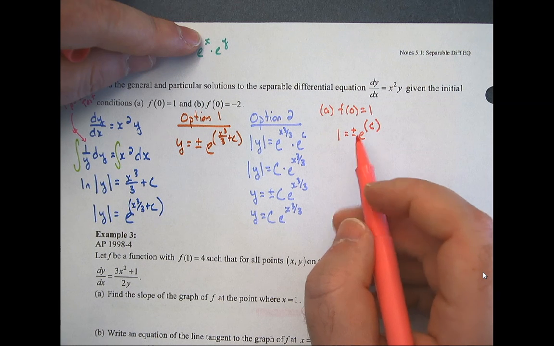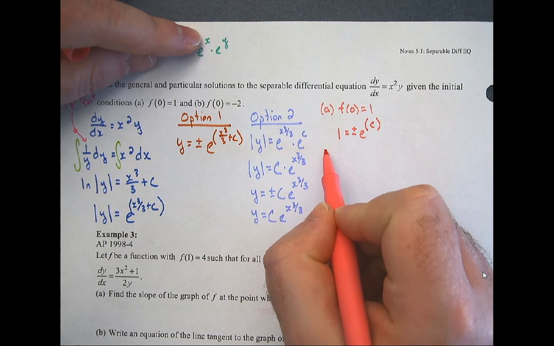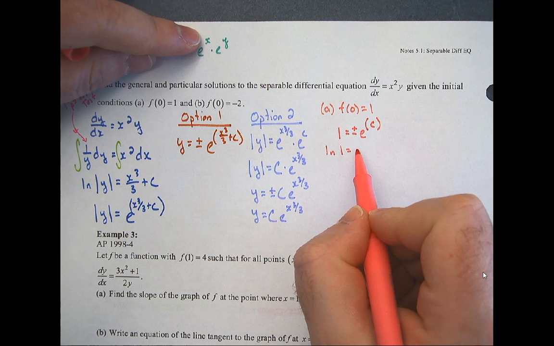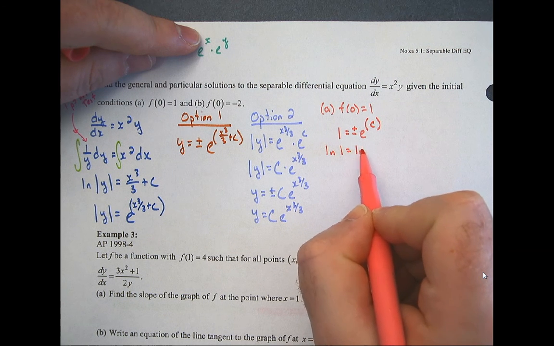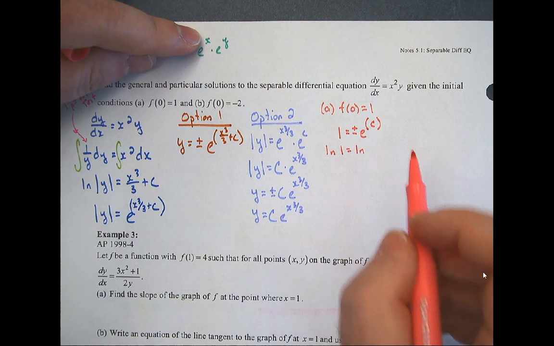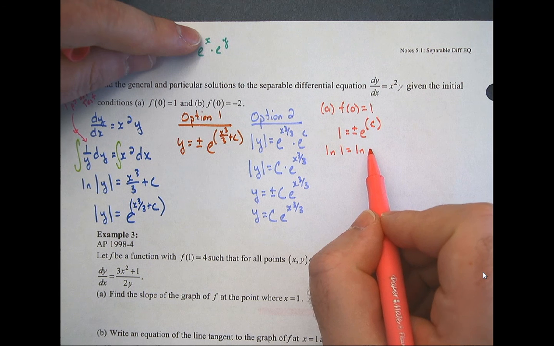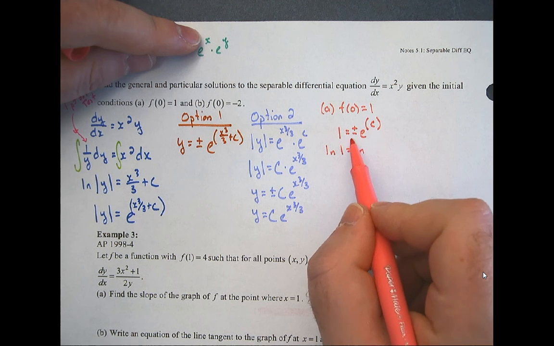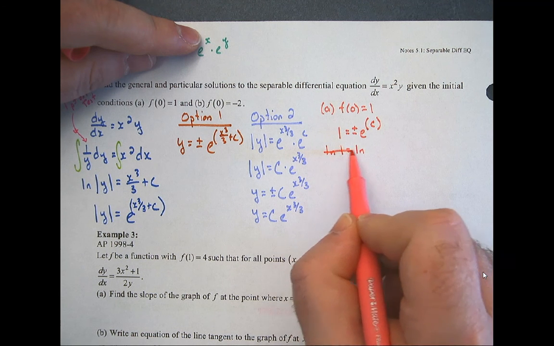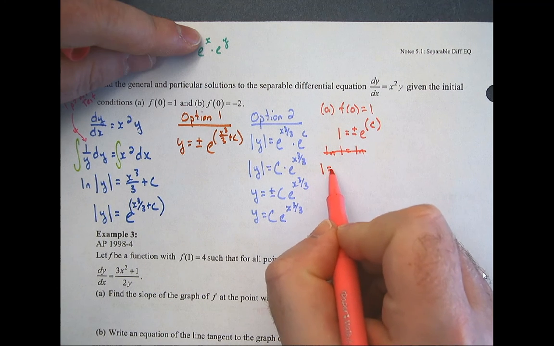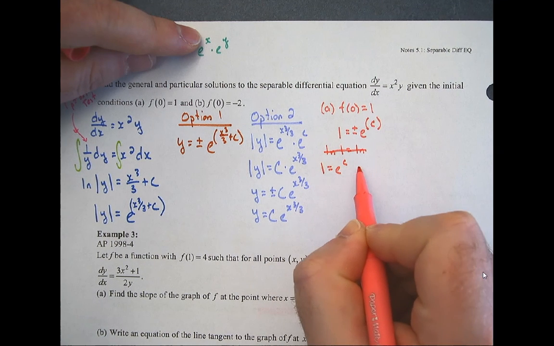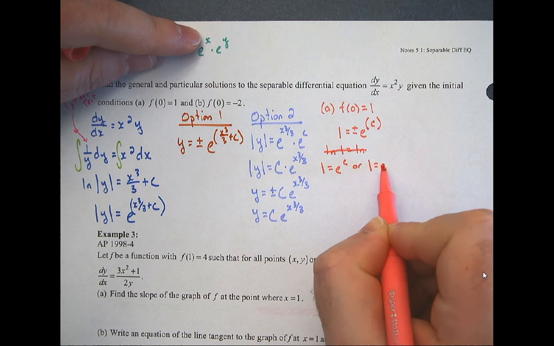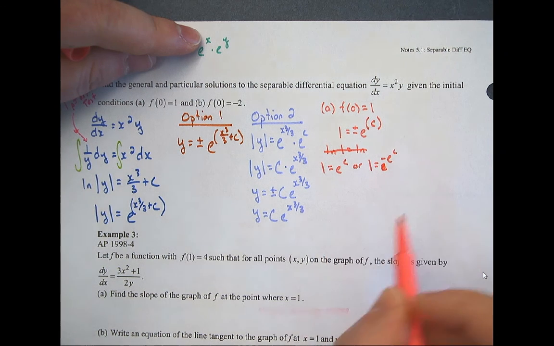So when I natural log, I get natural log of 1 equals natural log of, and then I've got to separate these into their separate equations. Let's think about it this way. I probably should have separated that initially. So now I have two different equations. I have 1 equals e to the c, or I have 1 equals negative e to the c.